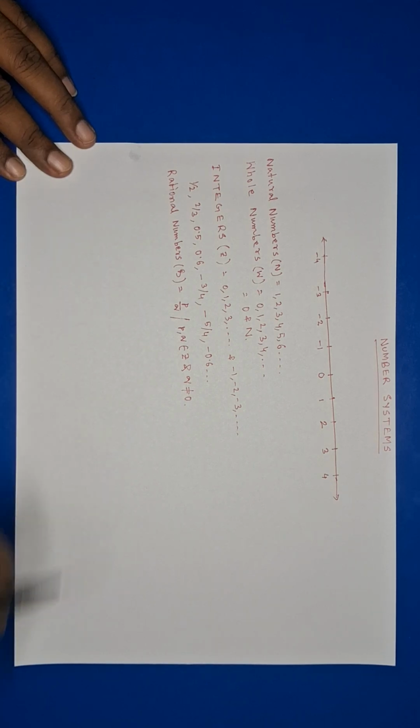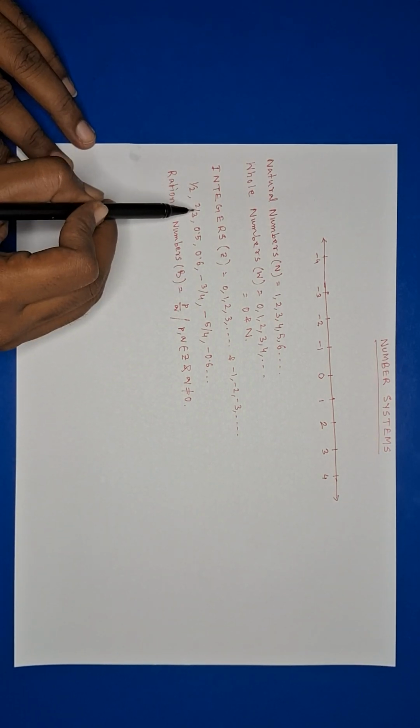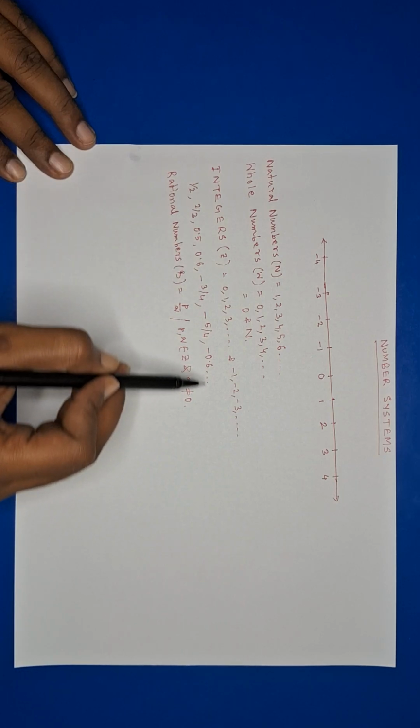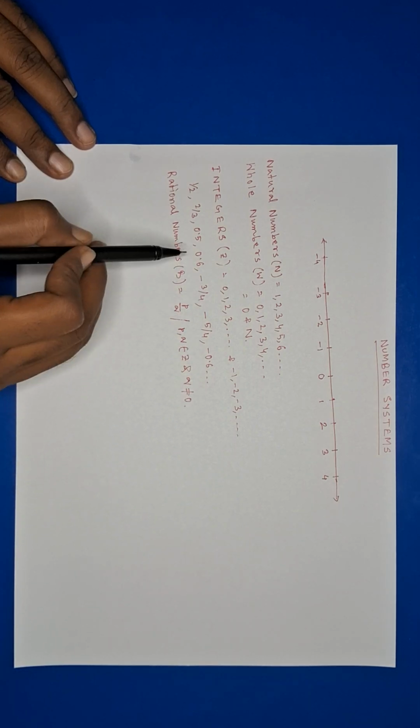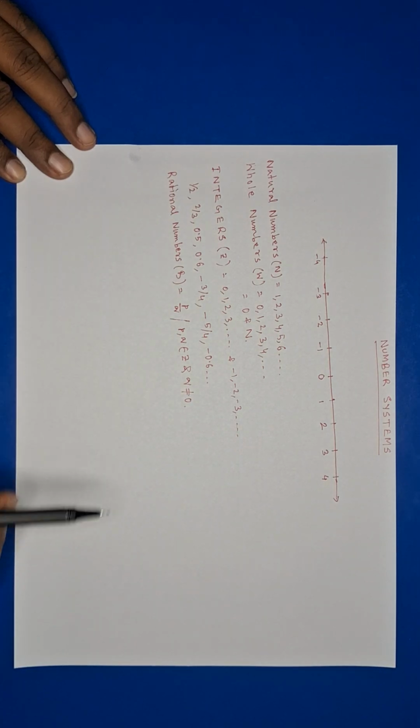So what are the rational numbers? Half, 2 by 3, 0.5, 0.6. These are all rational numbers. Remember that these numbers also come under rational numbers only.